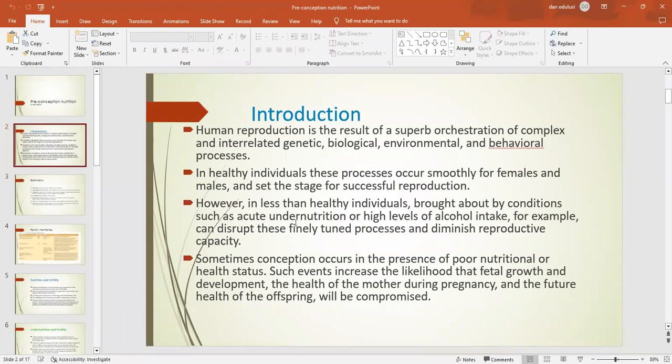However, in less healthy individuals, these are individuals who are malnourished, who are underweight or undernourished, those who are obese and who might have pre-existing malabsorption syndrome, so any other conditions that disrupt these processes will diminish the reproductive capacity of any individual.